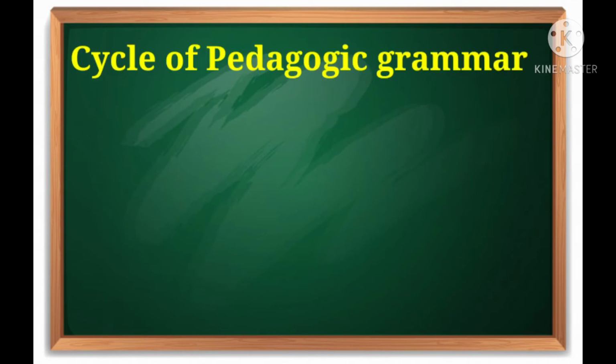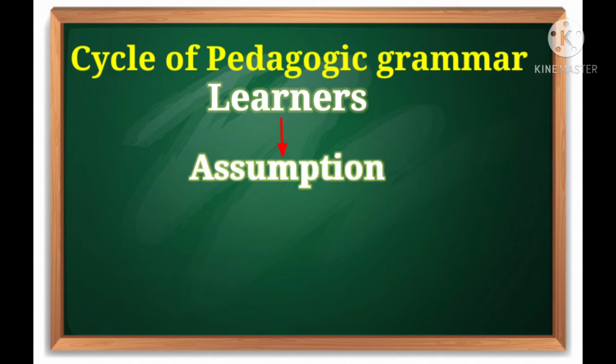Cycle of pedagogical grammar. First, learners. The primary role of the teacher is to impart knowledge to their students in effective ways, and the students are wanting to learn a second language. Next is assumption. The application of descriptive and prescriptive grammar, because the middle ground of descriptive and prescriptive grammar is pedagogic grammar. And then the assumptions of the teacher about his students, what is the best strategy or effective way to teach his students.